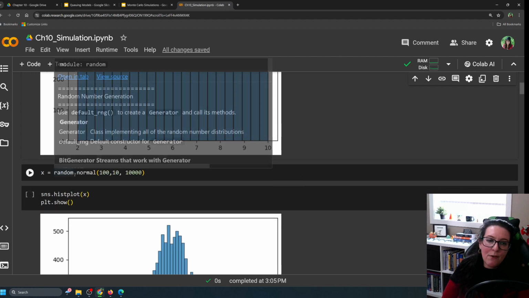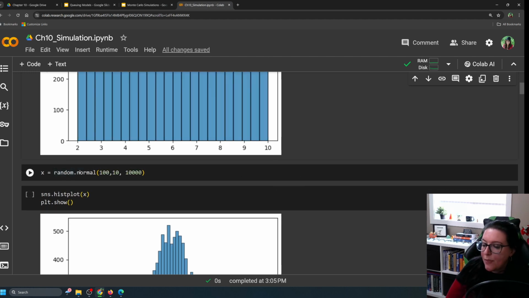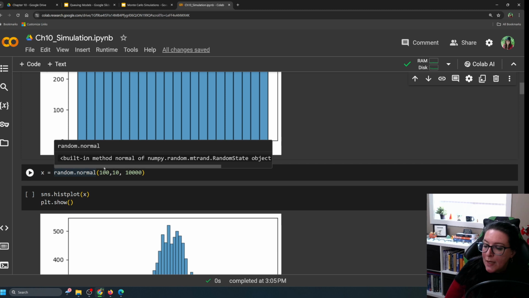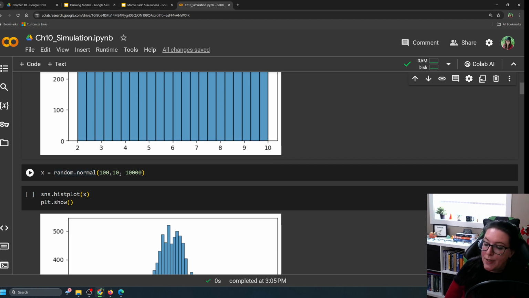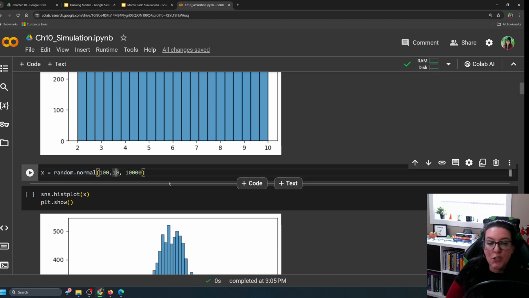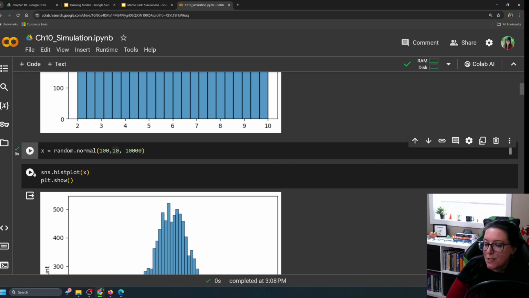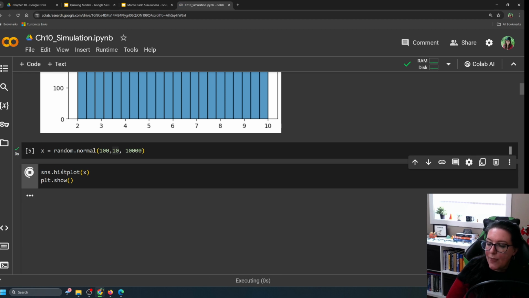To generate data from a normal distribution in Python, we do random.normal. Here we have an average of 100. Here we have a standard deviation of 10. We're going to have it generate 10,000 data points, just so we can look at the distribution on a histogram. So using Seaborn, so sns.histplot, we will then plot that graph.